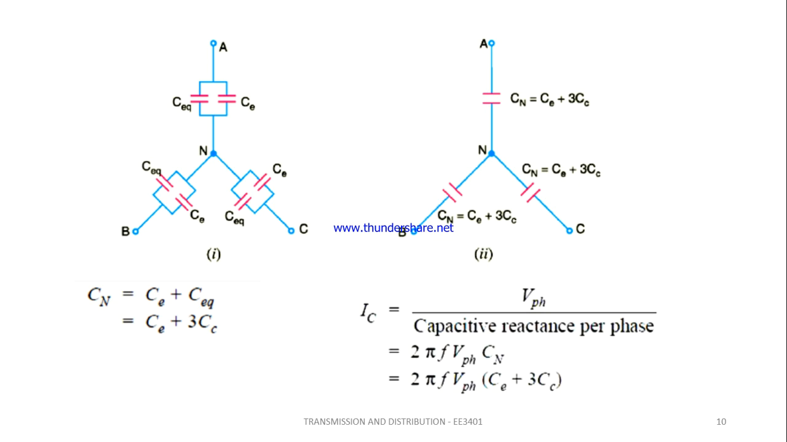This is how we can consolidatedly find out the value. The Cn value is nothing but the summation of Ce and Ce equivalent. So finally we can calculate the capacitive current to be 2 pi f V phase into Ce plus 3 Cc.